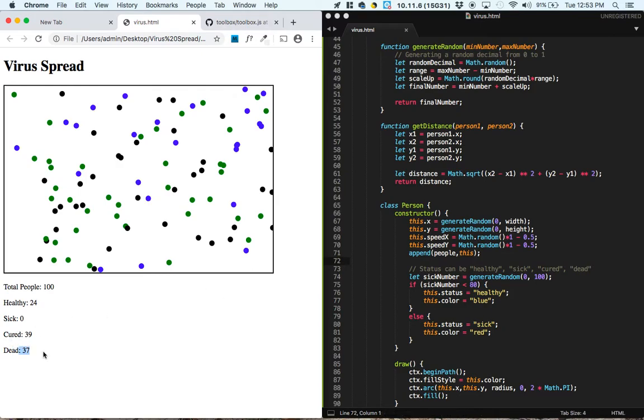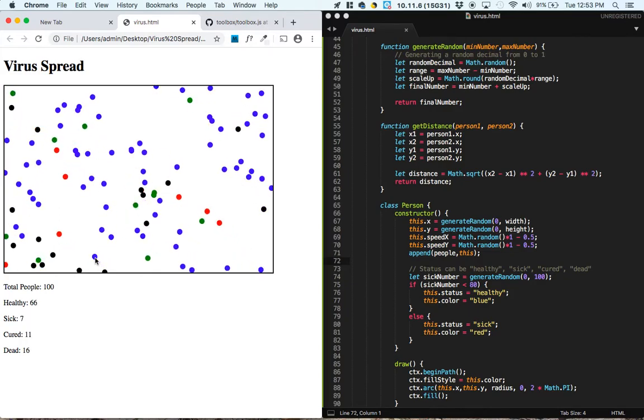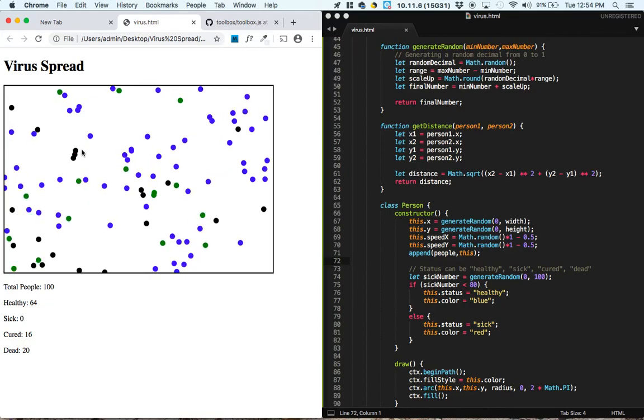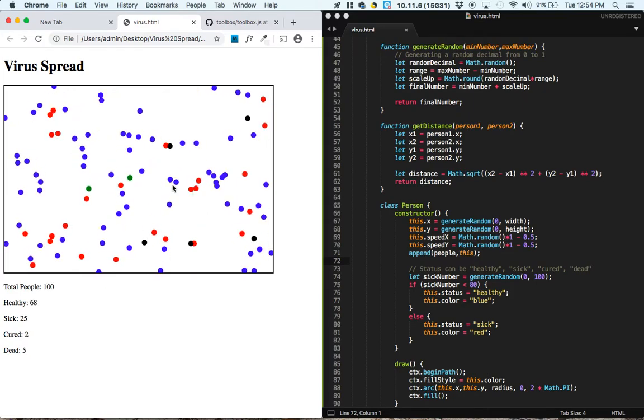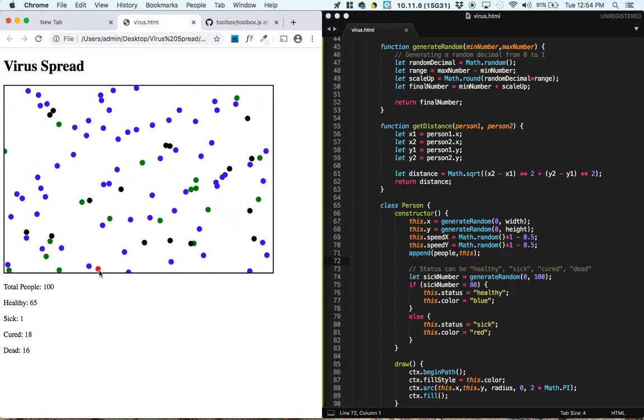Here, 37 people died. Here, people are moving around a lot less, and so it gives people a greater time to get healthy. And here, only 20 people died because we were practicing social distancing. Let's do another simulation here. Even though this person's sick, because they're not moving around too much, they have a really good chance of getting better before they infect anyone else. So here, only 16 people died.